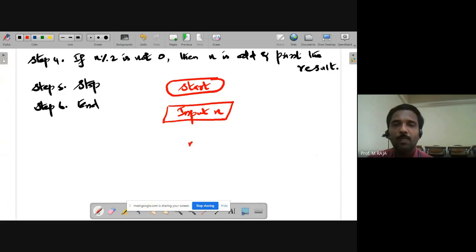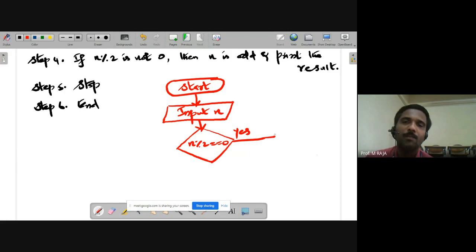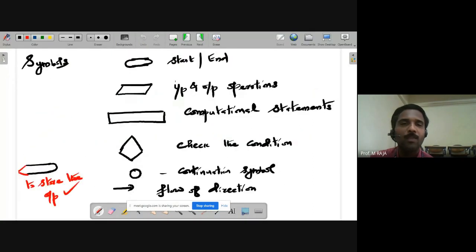Then check if n mod 2 is equal to 0. So I write this in terms of the conditional flow: if n mod 2 is equal to 0. If n mod 2 is equal to 0, in the true block, here what we have to do, we need to print n is even. Input and output can be represented using this parallelogram, or if you want to store the result, you can use this hybrid symbol.